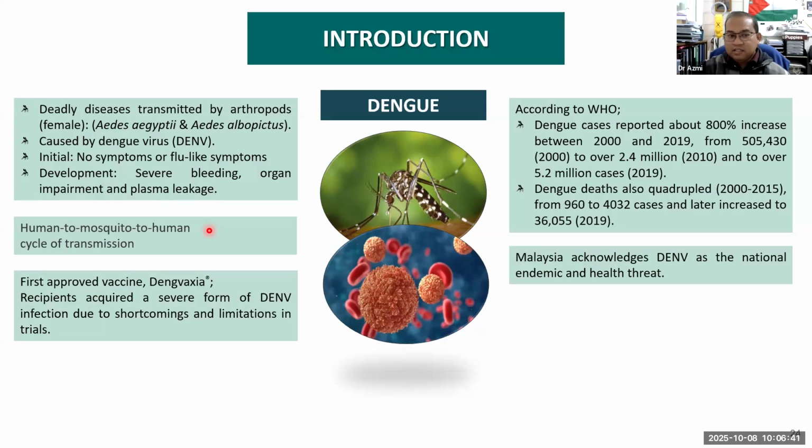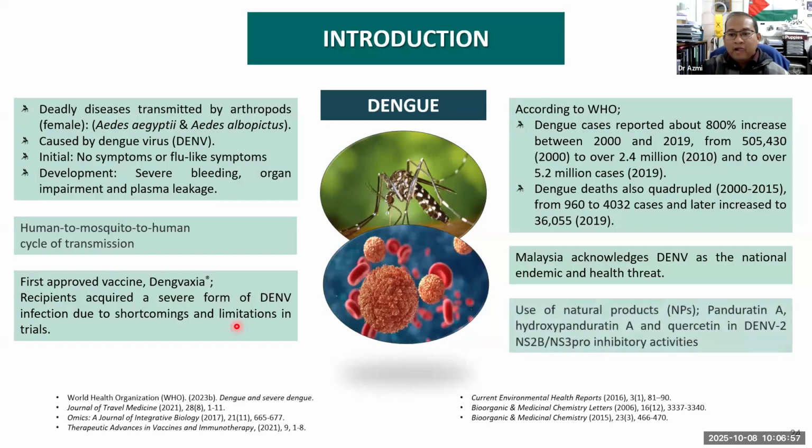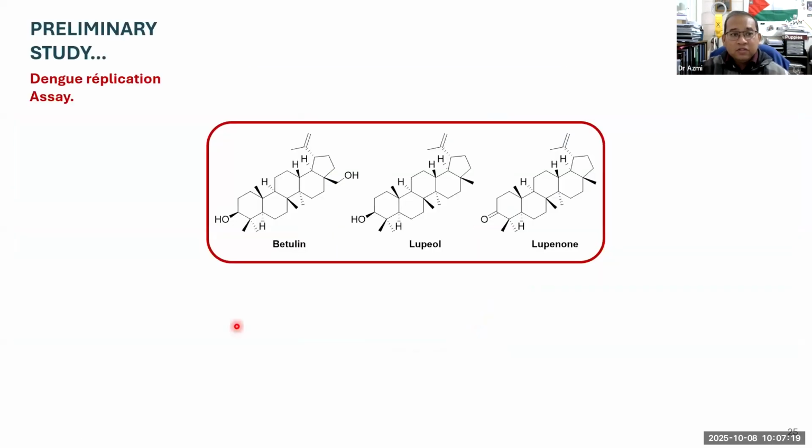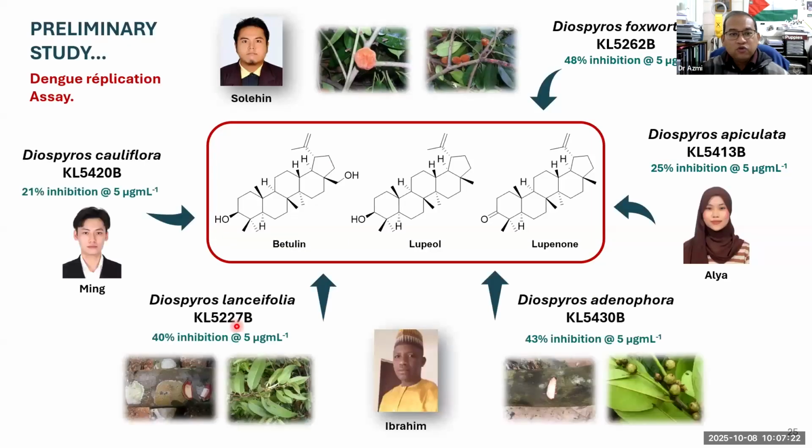There is a vaccine named Dengvaxia, but recipients acquired several forms of dengue infection due to shortcomings and limitations of the trial. I think they have stopped this trial because of the side effects. There is another finding that pandoratin A, hydropandoratin A, and quercetin can be used to inhibit dengue virus 2 NS2B and NS3 protease. In the preliminary studies, we had 4 students working on that. Solihin, during that time, was my master's student.